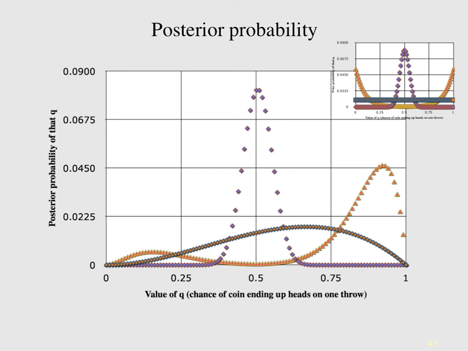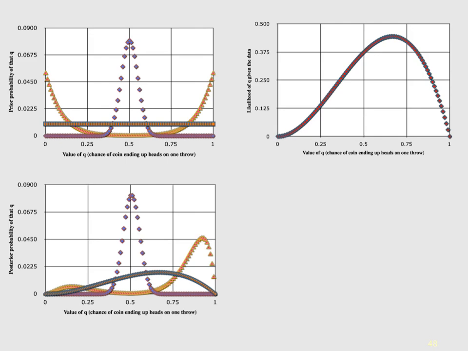Now, with this weird prior, with a lot of weight on one value, this is just showing the means of our new posteriors. There's no way of showing it all. So: prior, likelihood.